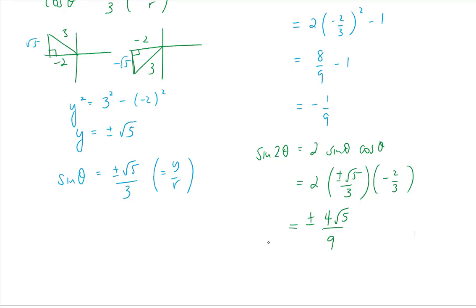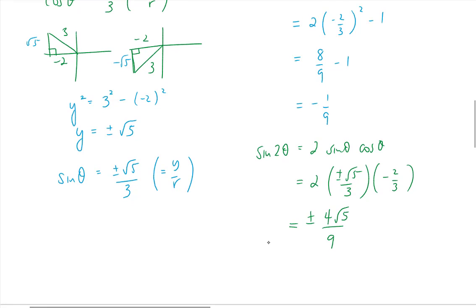Which means that sine of 2 theta actually has two answers depending on which quadrant you are in. So if we are in quadrant 2, it'll be the positive answer. If we are in quadrant 3, it'll be the negative. But notice that cosine is actually negative in both those quadrants, so that's why we only have one answer.